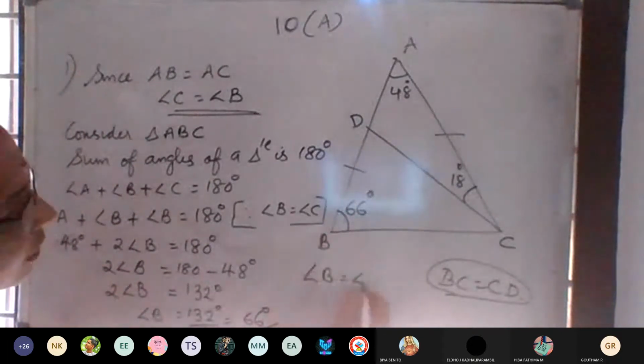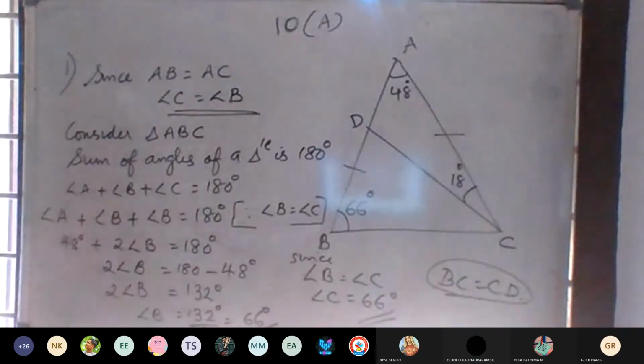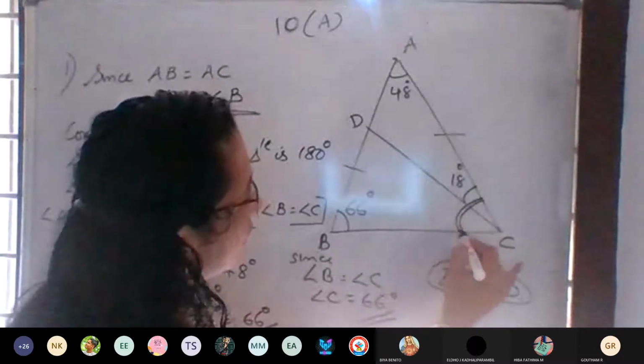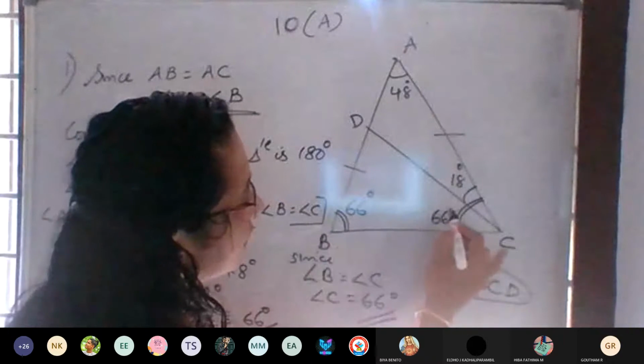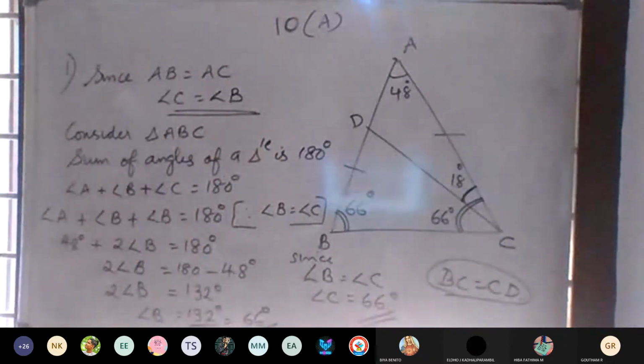Since angle B is equal to angle C, angle C will also be 66 degree. I marked 2 lines there. Then how can we find the remaining? What we have to find out is BC is equal to CD. So what do we have to do? We have 18 degree and 48 degree. Then what will be angle CDB?